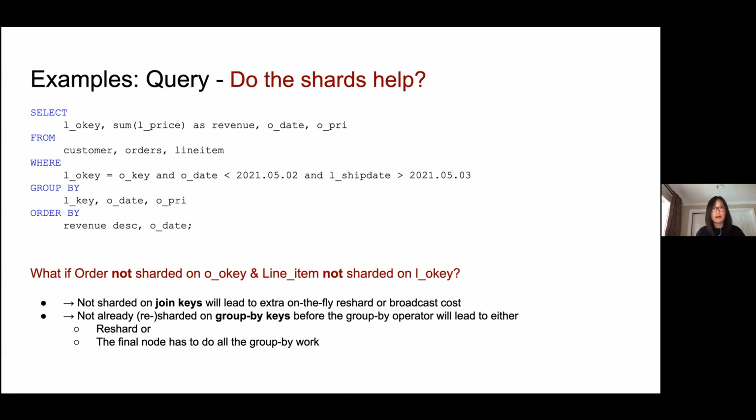So in summary about sharding: if you shard the data on the join keys of the query, then we don't need to do the extra action of on-the-fly resharding or broadcasting the data. Similar to group by, if the data is sharded on the group by keys, then you don't have to reshard it and you can do the group by early.